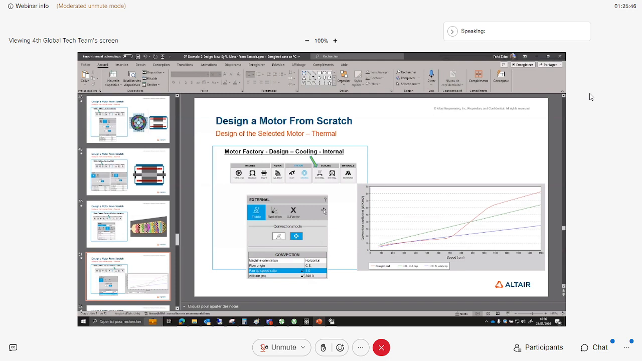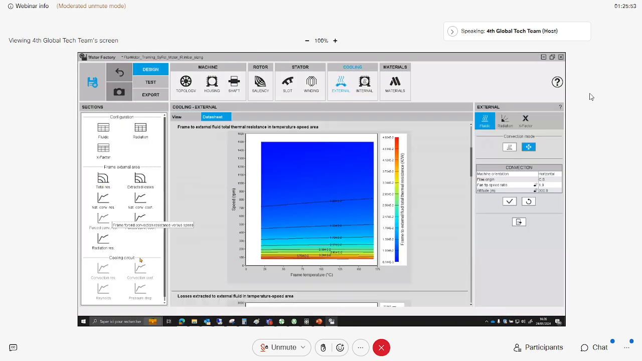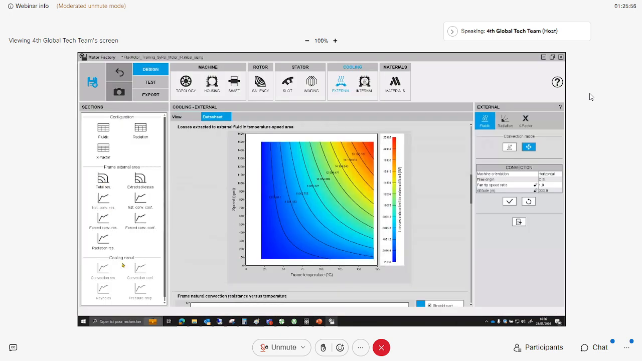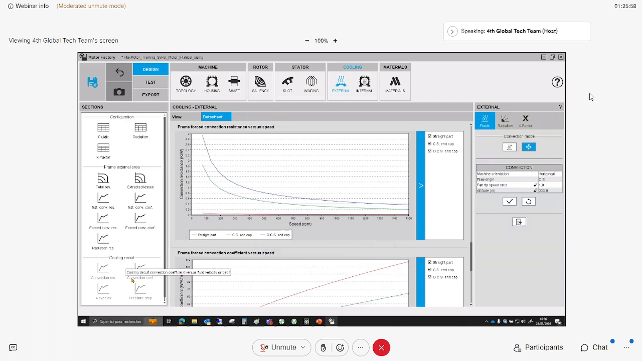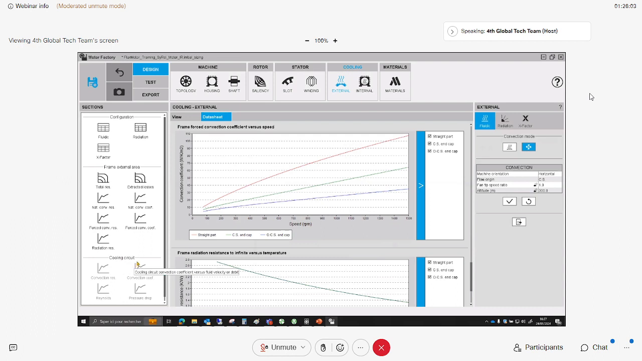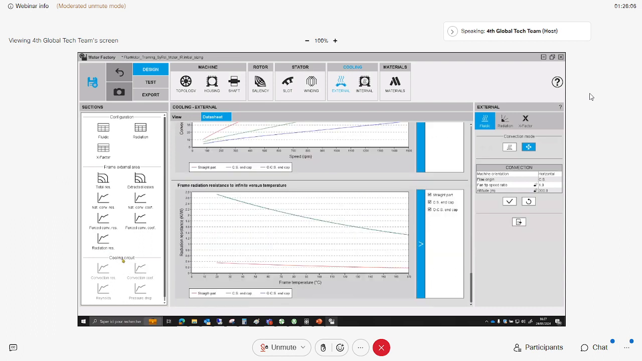Something interesting in Flex Motor is that when you set these cooling characteristics, you already have some results: the natural convection, the forced convection resistance, the forced convection coefficient, or radiation, right? So this is external, and it can be interesting to have them if you move to Flex in order to make a thermal computation directly in Flex.